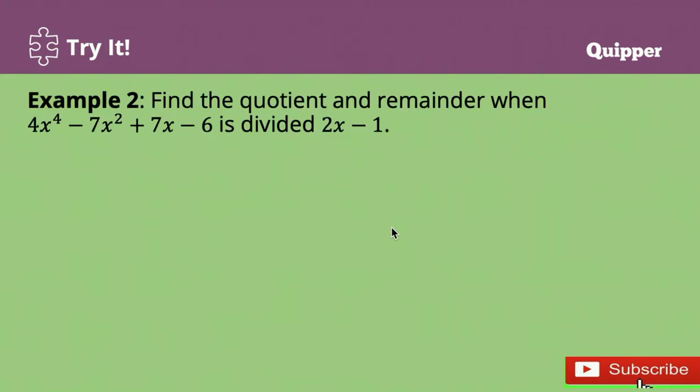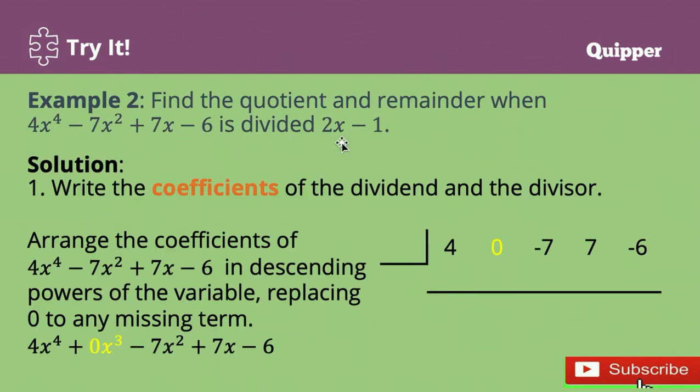Example number 2. Find the quotient and the remainder when 4x to the fourth power minus 7x squared plus 7x minus 6 is divided by 2x minus 1. To solve this problem, we need to follow these steps. First, write the coefficients of the dividend and the divisor. Take note, we need to arrange the exponents of the dividend in decreasing order, and we are going to put 0 as the numerical coefficient of the missing term if there is one.